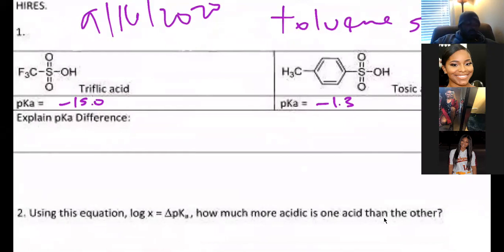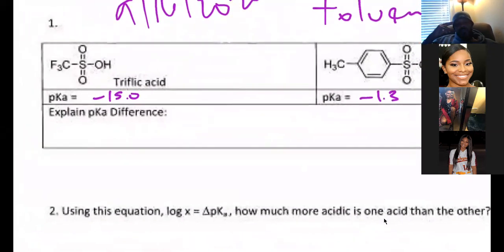So now down here it says explain the pKa difference. How are you going to explain the pKa difference? What's the first thing you need to do to look at why the pKa's of two acids are different? How many more times acidic it is? That's only going to tell us that value, like 16 times more acidic, or 1,000 times more acidic. Yeah, you have to look at the conjugate base.